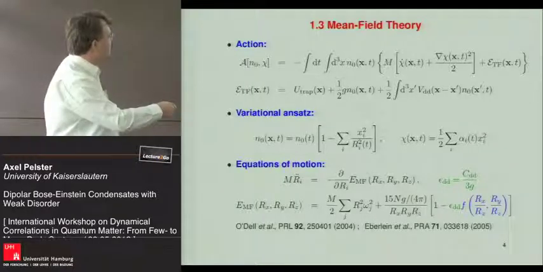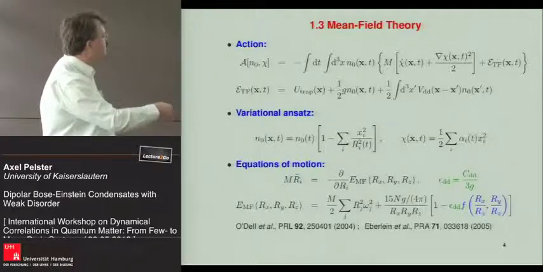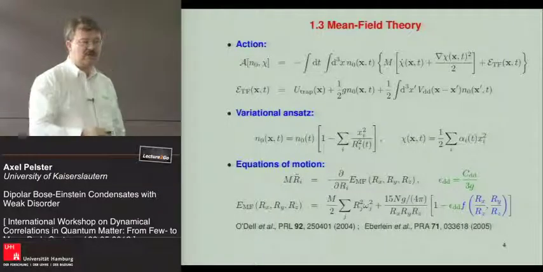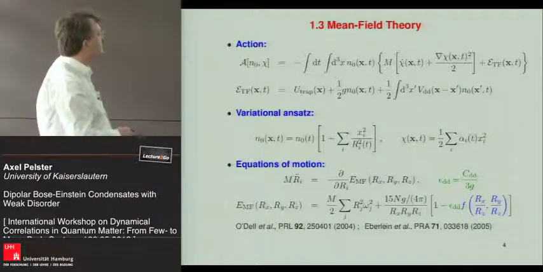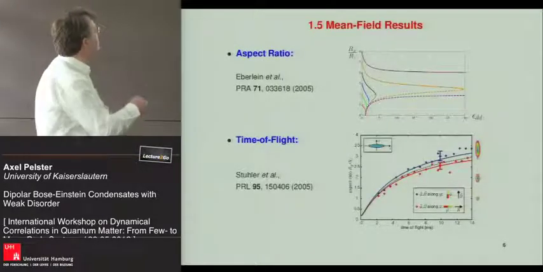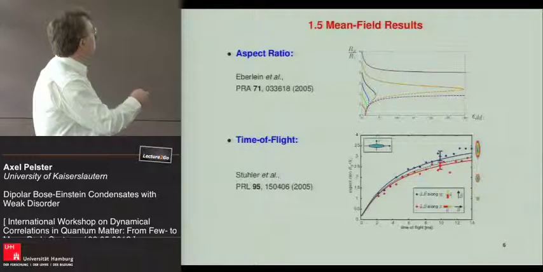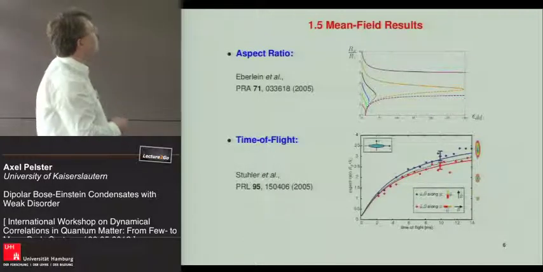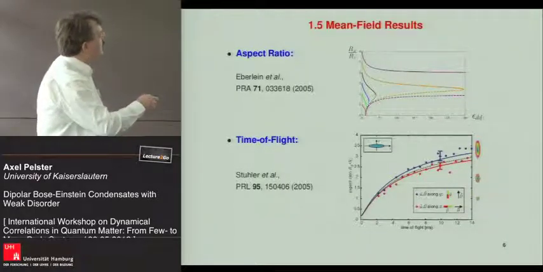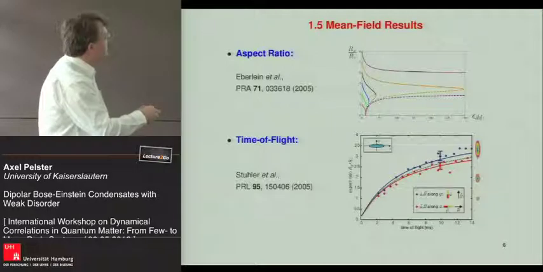Now, once you have such classical equations of motion for the Thomas-Fermi radii, one would like to see what kind of static and dynamic solutions are possible. And one way to analyze this is to look for the aspect ratio for the equilibrium. Here is plotted the ratio of Rx over Rz, so the aspect ratio of the condensate, versus the strength of the dipole-dipole interaction.